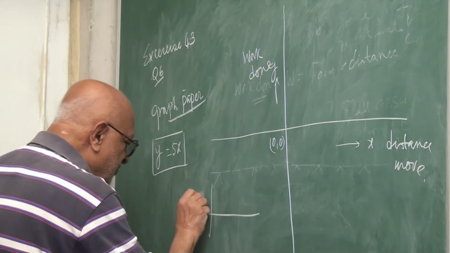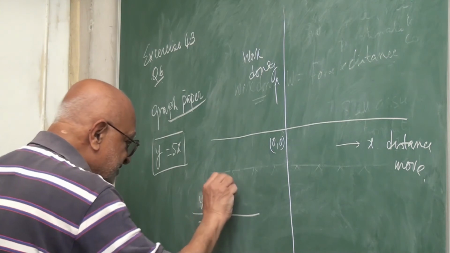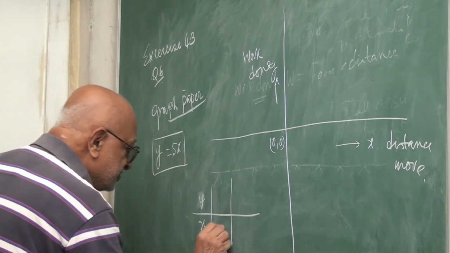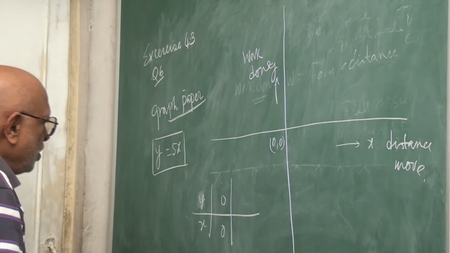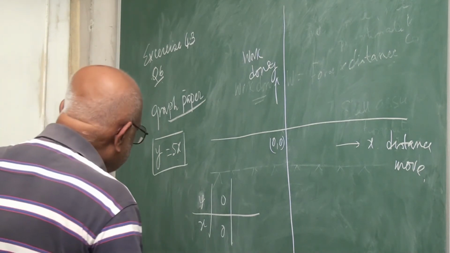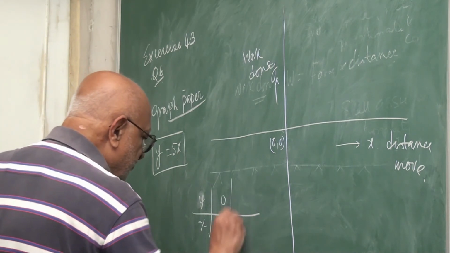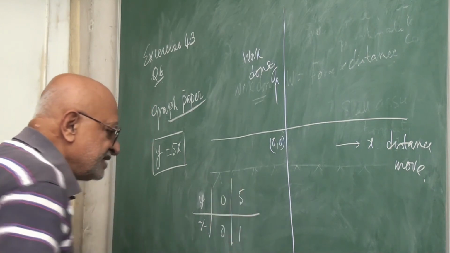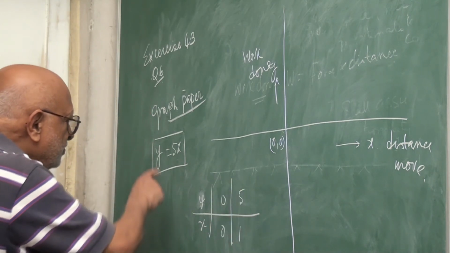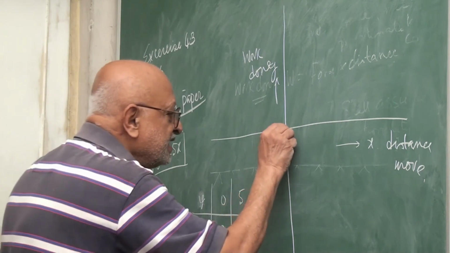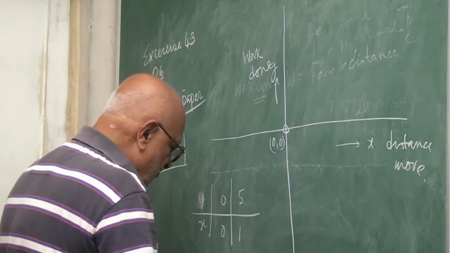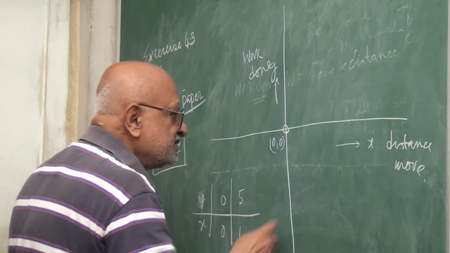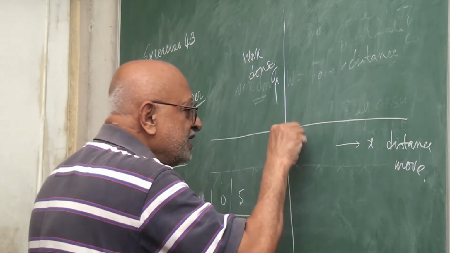So on the top, y equal to 5x. Put x equal to 0, y equal to 0. Okay? Put x equal to 1, y equal to 5. So 2 points are enough. Looking at the equation also, it will pass through the origin. x 0, y 0, it passes through the origin. Let me put the units here.